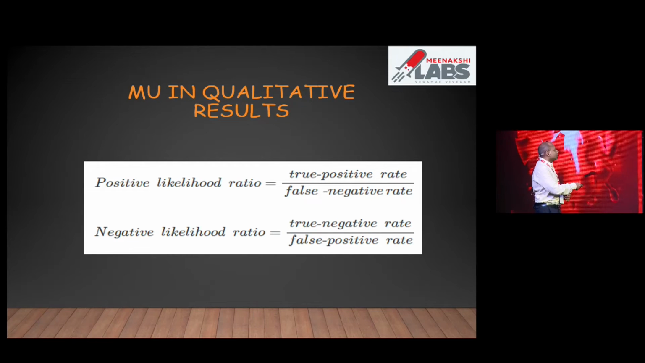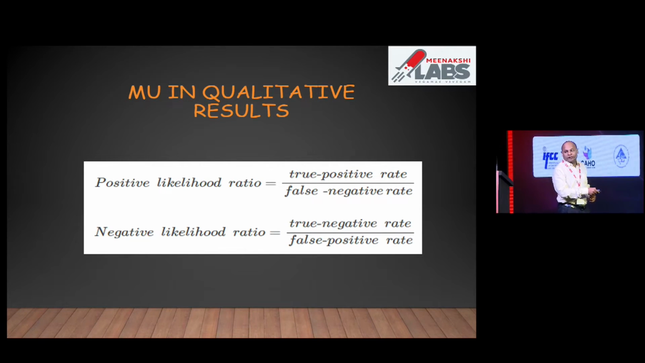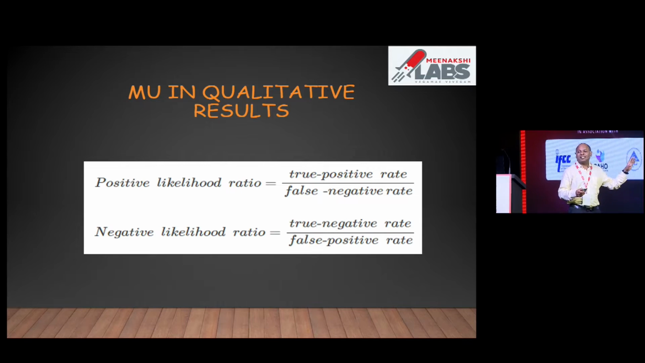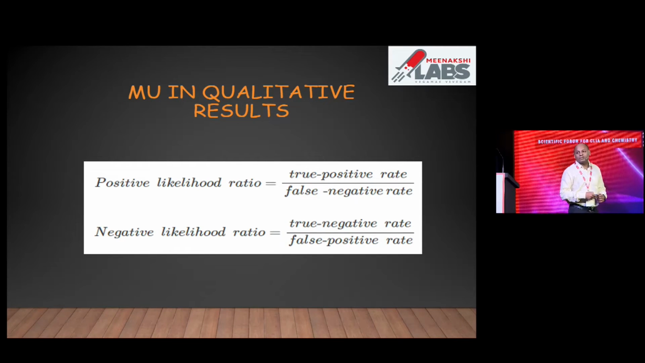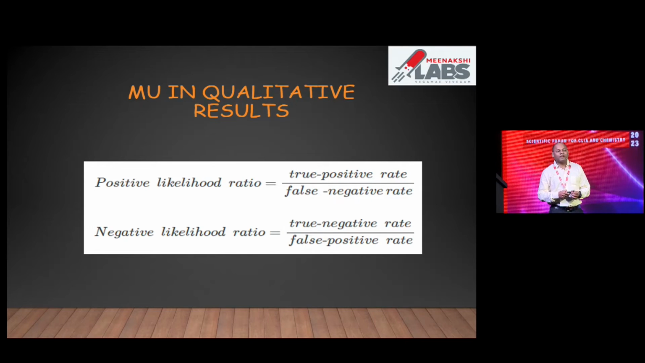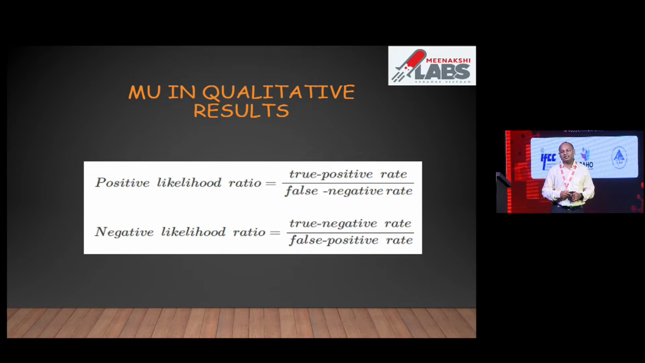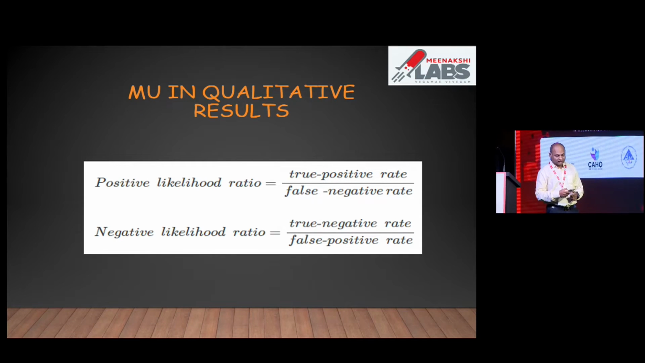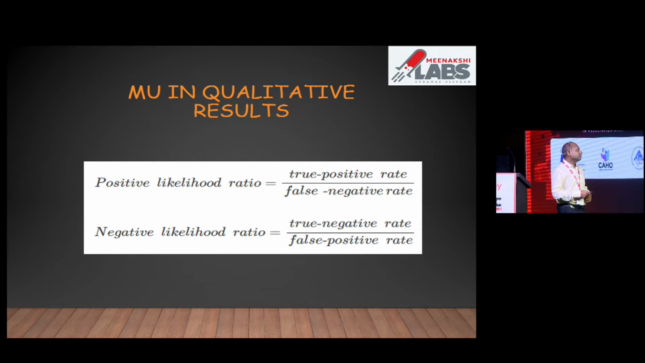So here, first of all, you have to calculate the positive likelihood ratio, where you have to see the true positive rate and false positive rate of your laboratory. Mind you, this is only for your laboratory. You also have to calculate the negative likelihood ratio, which includes the true negative rate divided by the false negative rate. So this is a very important formula when you calculate the measurement uncertainty for those tests where there is no intermediate step where quantitative data is generated. So on the basis of this, you can calculate the MU in your qualitative results.